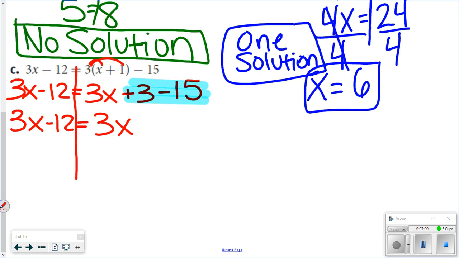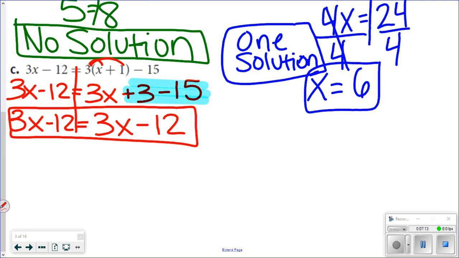Three minus 15 is negative 12. What do you notice? What do we notice right here? Everything is the same. My variable terms are the same. I have a 3x and a 3x. My constant terms are the same. I have a negative 12 and a negative 12.